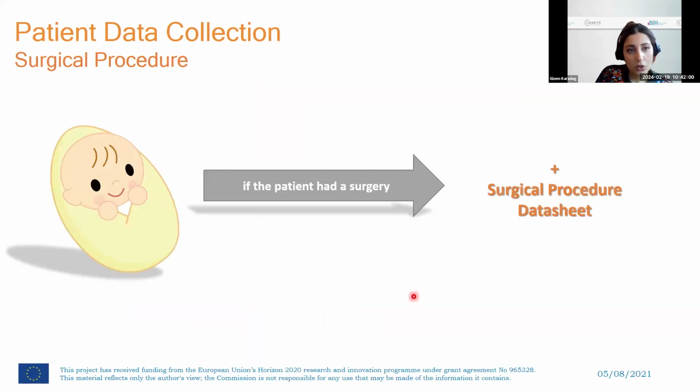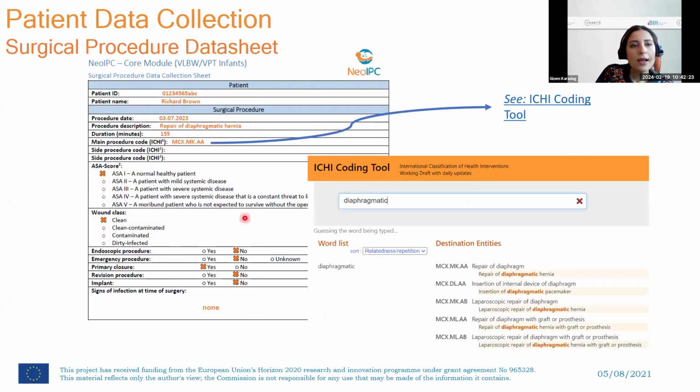Now I would like to quickly talk about the surgeries. We also collect data on surgical site infections. So that means when an eligible patient in your data pool undergoes a surgery, you should also collect data on this surgery using the surgical procedure data sheet or directly in the platform. Here is a screenshot of the surgical procedure data sheet.